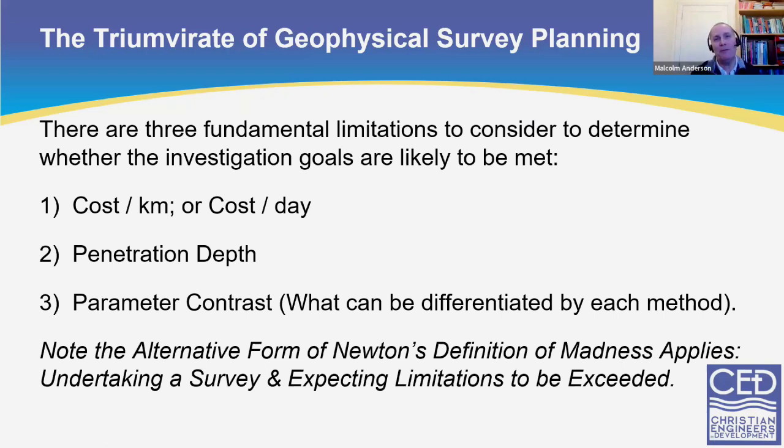It's always important to remember the alternative form of Newton's definition of madness, which is that undertaking a survey and expecting limitations to be exceeded is, by definition, madness. It's very easy to think, oh well, the penetration depth is 30 meters, but my borehole will go to 60, so it might give me some indication of more than 30 up to the 60. Sadly, that won't be the case. The penetration depth will be what it is, and it could even be less if you have less than optimum conditions.